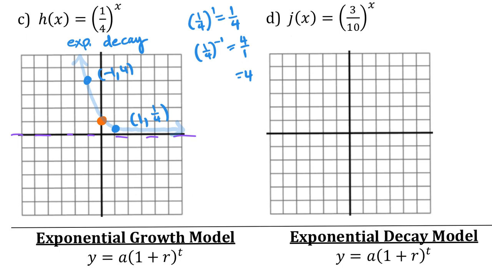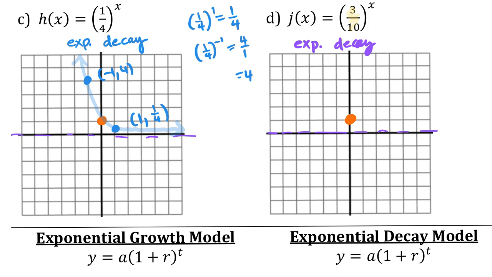Okay, D, let's try a trickier one. Okay, let's see, what's my base? My base is 3/10. 3/10, that's lower than 1. So this should be exponential decay again. Okay, my asymptote is still y is 0, which is right on the x-axis, which means drawing it is kind of not that useful. Okay, the y-intercept is (0, 1), because anything to the 0 is 1 except 0.